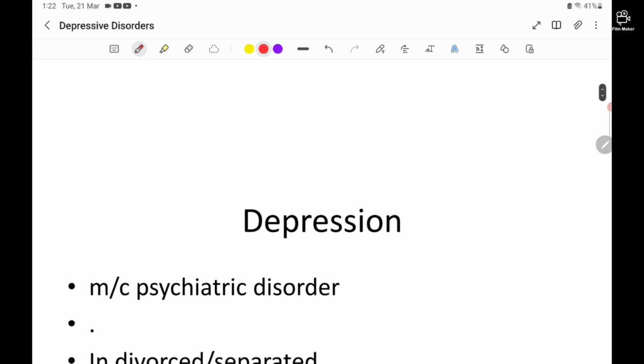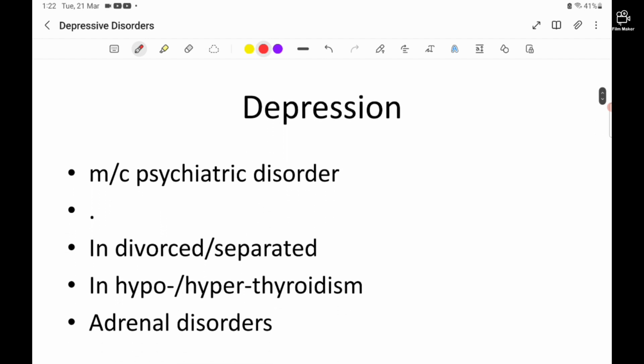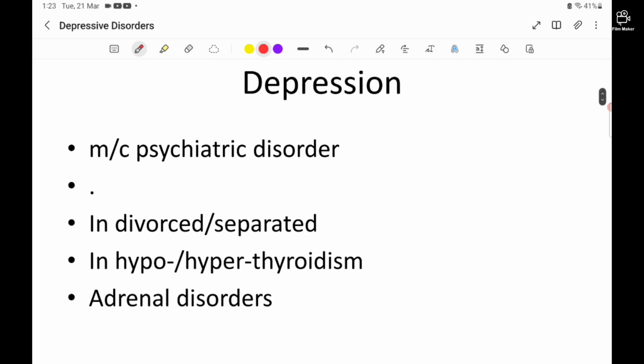So now we come to depression. Now what is depression? We have a tendency to say, "I am depressed." You are not basically depressed, you are sad. There is a difference between sadness and depression. Depression is a chronic or acute psychiatric condition which is manifested with a lot of symptoms.